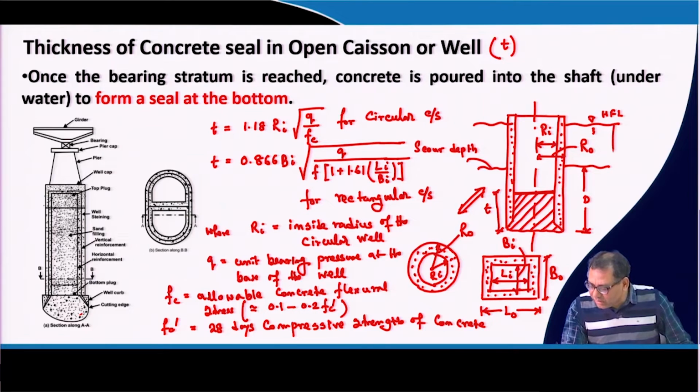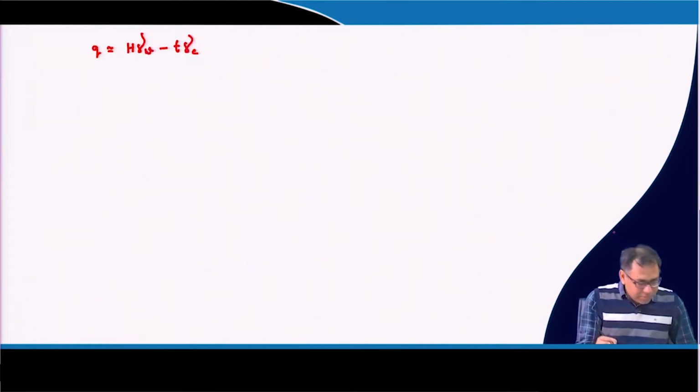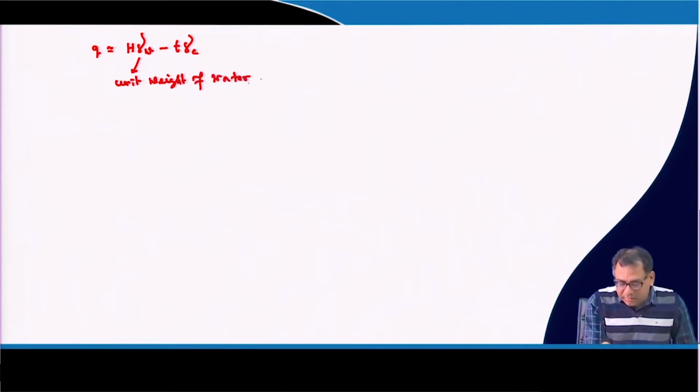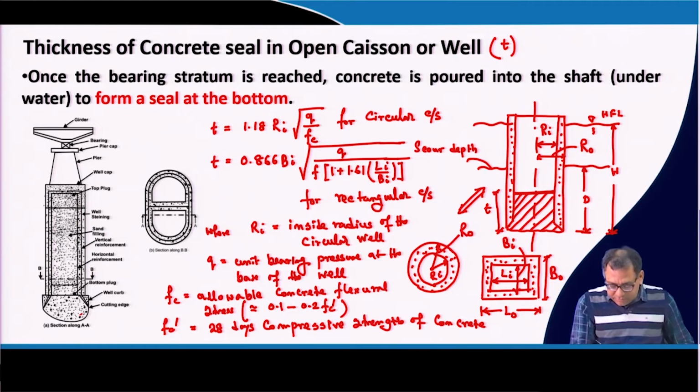Now, what is H? H is the total water height from the HFL to the base of the well. So, that is the total height, H. Okay. So, that is the height of the water at the base of the well, and this gamma W is the unit weight of the water, and gamma C is the unit weight of concrete. Okay. So, once we know the Q and f_c, which we get from the 28 days compressive strength of the concrete, then we can determine the thickness of the seal.